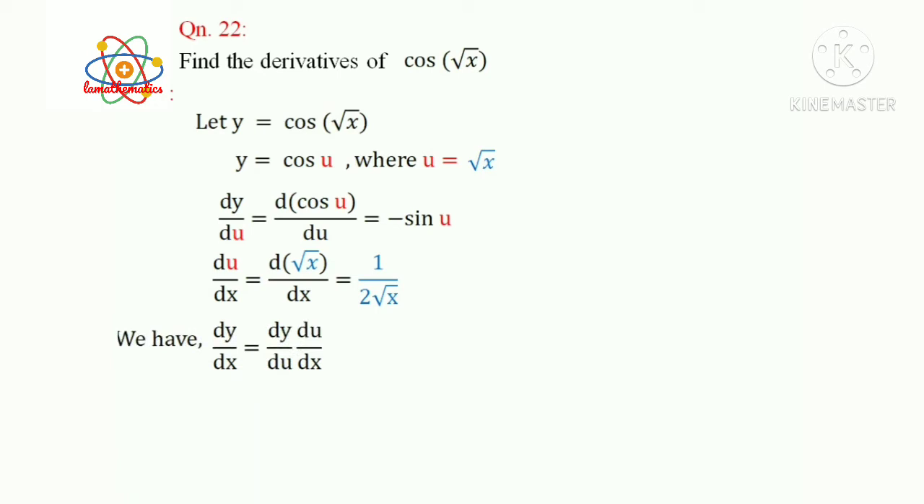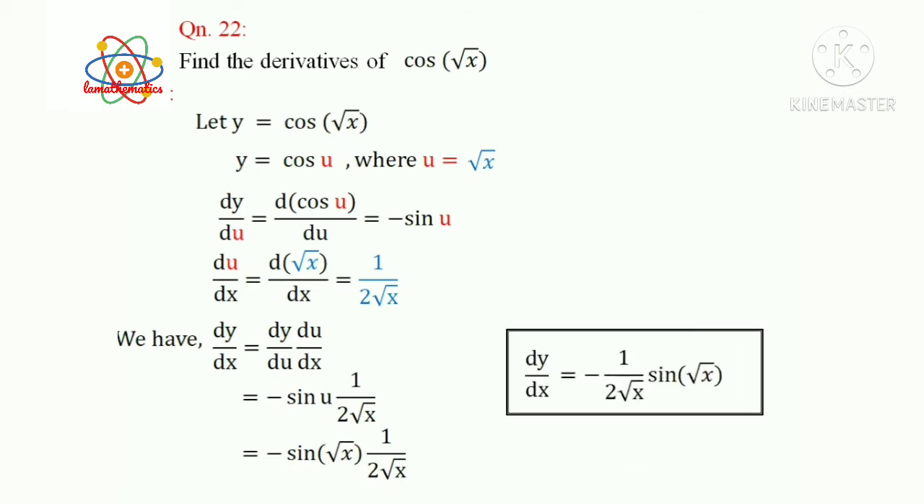We have dy by dx equal to dy by du into du by dx, equal to minus sin u into 1 by 2 root x, equal to minus sin, we change u equal to root x, that is minus sin root x into 1 by 2 root x. Therefore, dy by dx equal to minus 1 by 2 root x into sin root x.